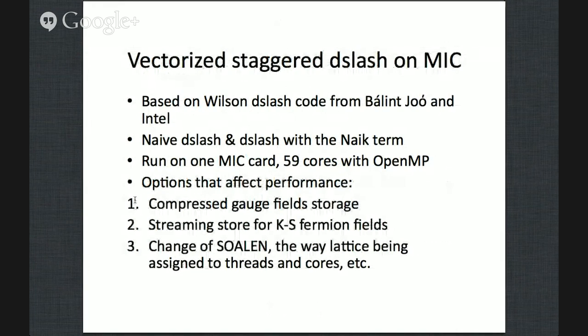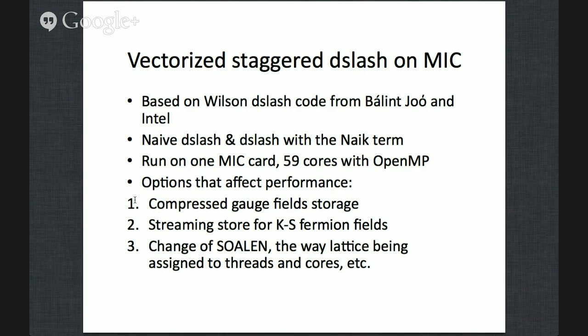Then we tried to vectorize the staggered Dslash code, and the code is based on the Wilson Dslash code from Berlin and some Intel staff. So we modified their code, and we tested the naive Dslash and the Dslash with the naive term, that means the link between third neighbors. And then we ran this code on one MIC card with 59 cores and OpenMP.